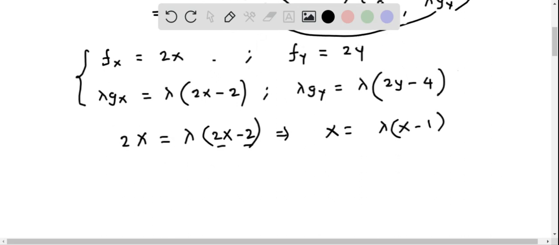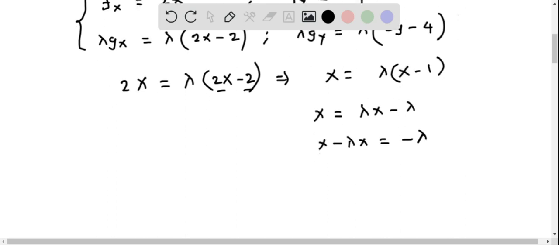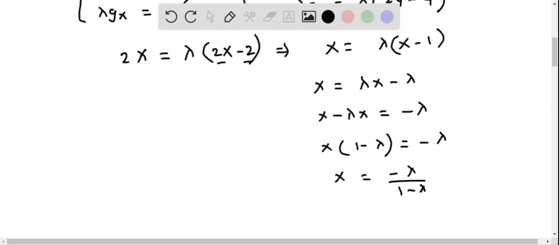In fact, we can solve for x from this equation. So let's do that. x equals lambda x minus lambda. I subtract lambda x from both sides, so I get x − lambda x equals negative lambda. Now I factor x out, so I get x times (1 − lambda) equals negative lambda. So we find x = −lambda / (1 − lambda). This is the expression for x.